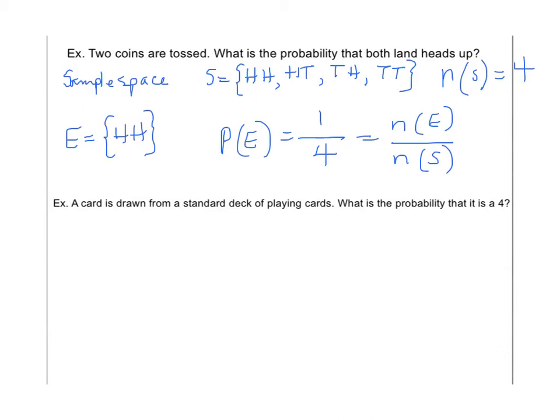The second example says that a card is drawn from a standard deck of playing cards. What is the probability that it is a 4? So the first thing you determine is your sample space, and the sample space is 52 cards.